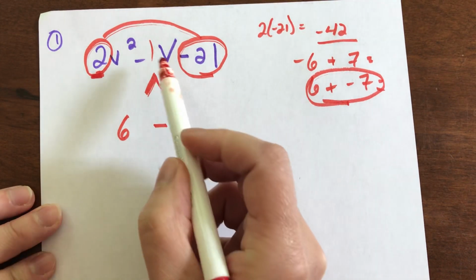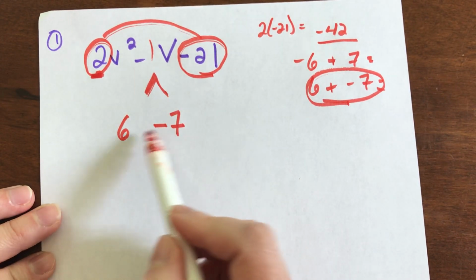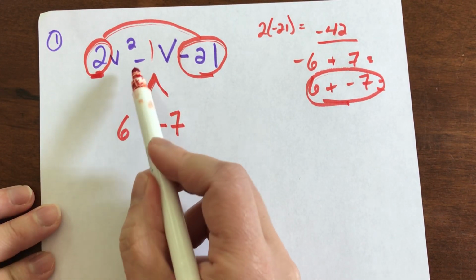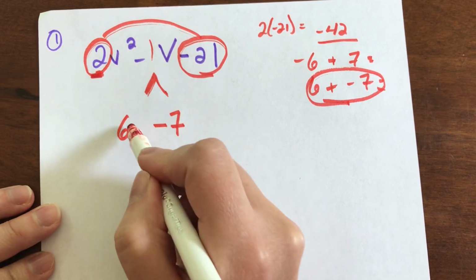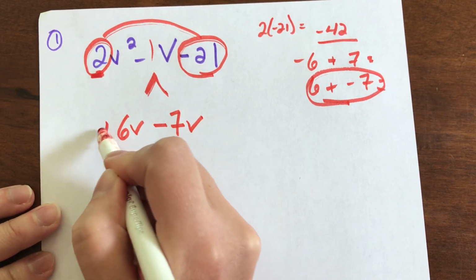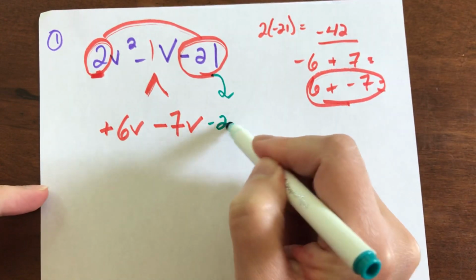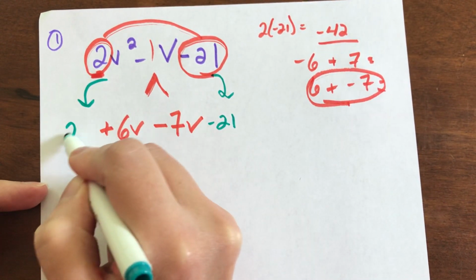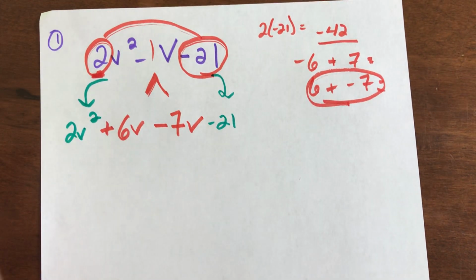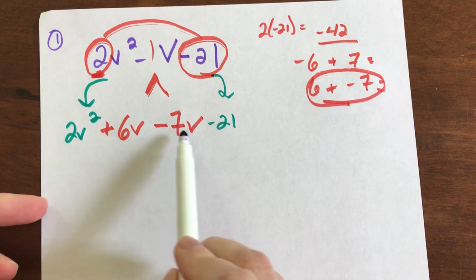Now look, V. I need to make sure that these have V's on them because it doesn't equal just negative 1. It equals negative 1 V. So I'm going to put the V here. Now we did say that's a positive 6. So then what we do is we bring down the minus 21 and we bring down the 2V squared. Now I've got my quadnomial, F, O, I, and L.